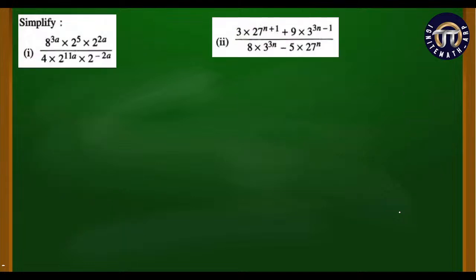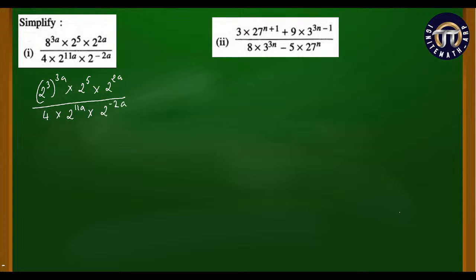Now let us take the next example over here. So over here 3 to the power of 2, 8 to the power of 3a is there. So I can write this as 8 can be written as 2 to the power of 3, to the power of 3a, into 2 to the power of 5 into 2 to the power of 2a by 4, which I am writing as it is, then 2 to the power of 11a into 2 to the power of minus 2a.